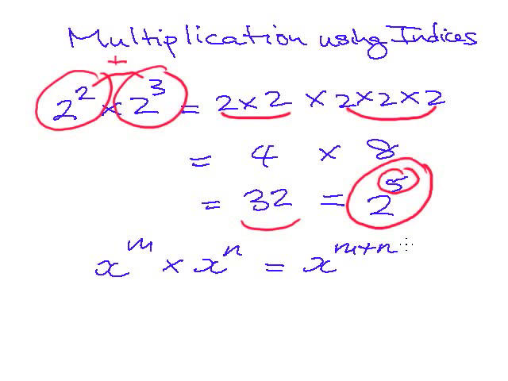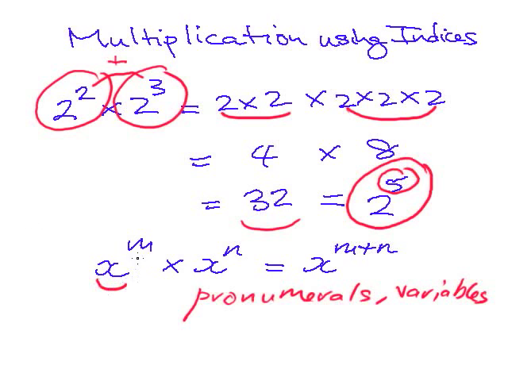Now these variables, or pronumerals as we call them, I'll just write that down here, pronumerals, they're also called variables, are ways of just showing you that we can put any number into these values here, any number at all, and if the base number here is the same, then all we have to do is add the indices.